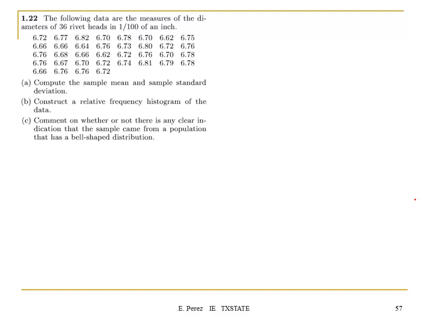So the following data are the measures of the diameters of 36 billet heads in 1/100 of an inch. So we have 36 data points. The first thing I want to do is to compute the sample mean and the sample standard deviation. You can do that in Excel very easily. Then we're going to construct the frequency histogram of the data. And the last part is to comment on whether or not there is any clear indication that the sample came from a population that has a bell-shaped distribution or symmetric distribution.